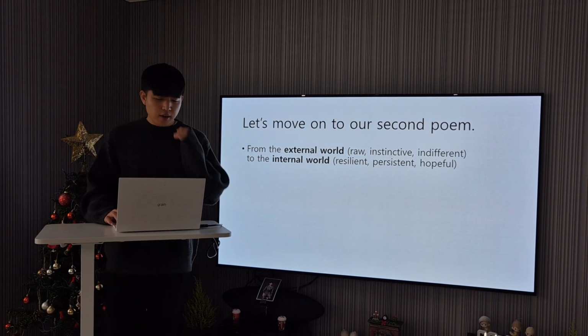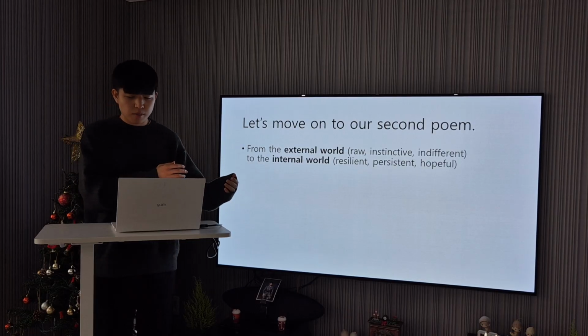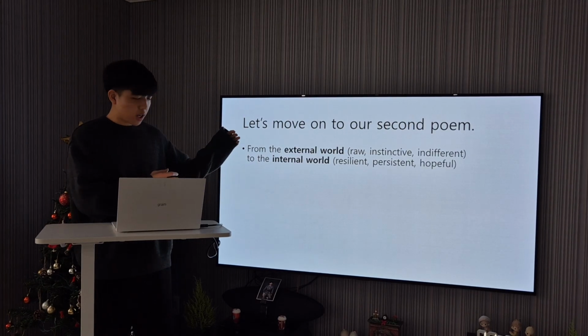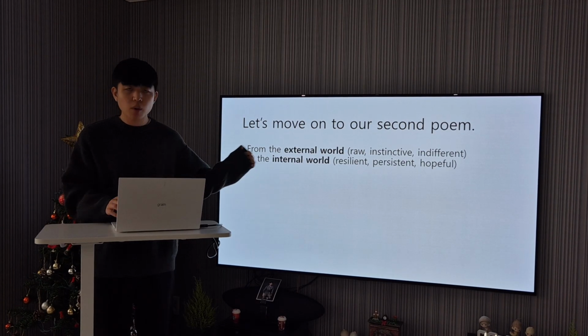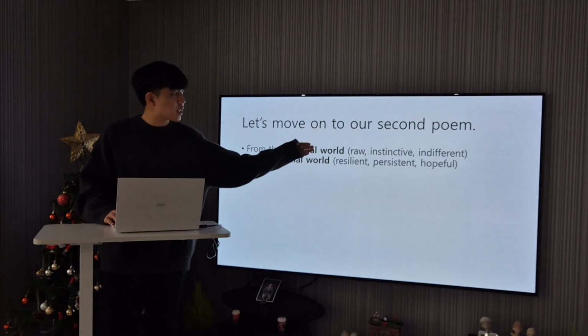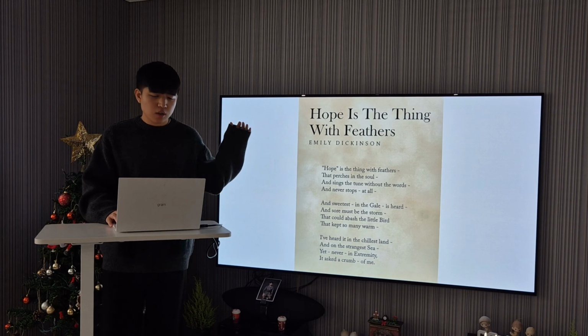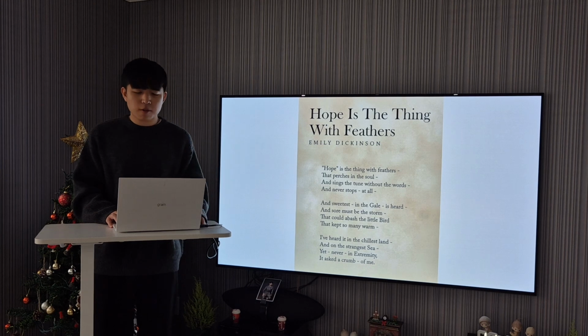Let's move on to our very last poem. So we're going to move inward from the external world to the internal world. The first poem can be summed up in 3 words: raw, instinctive, and indifferent. Now, we will talk about resilience, persistence, and hope. So the second poem, Hope is a Thing with Feathers.